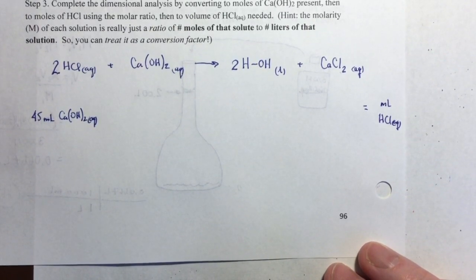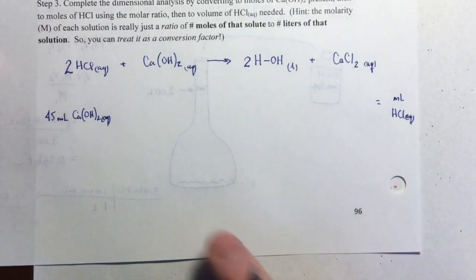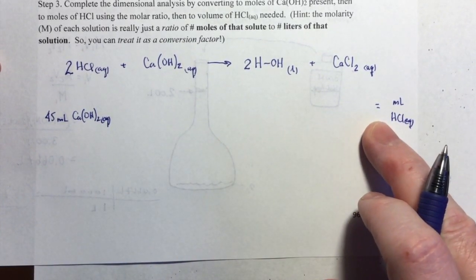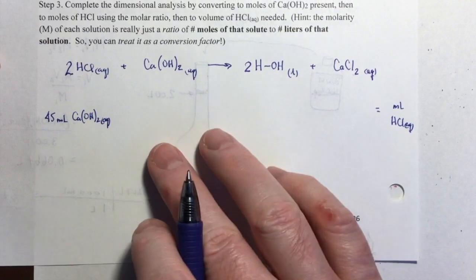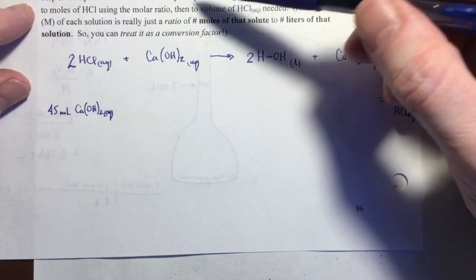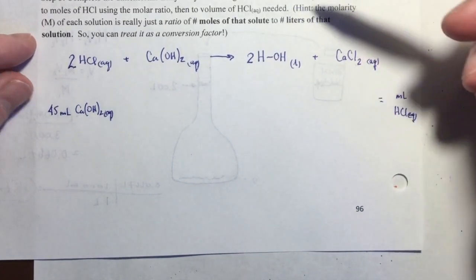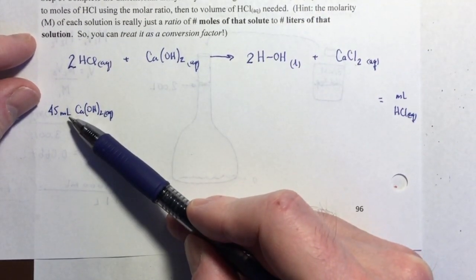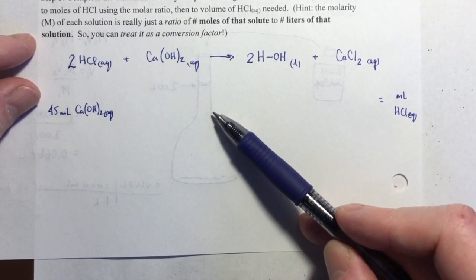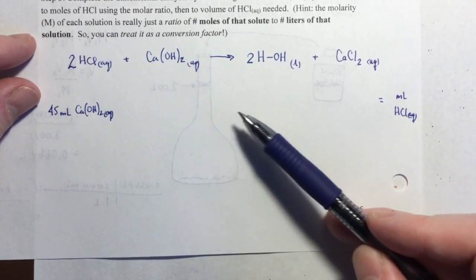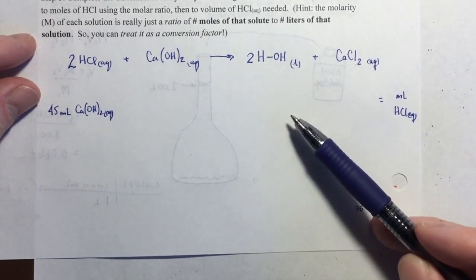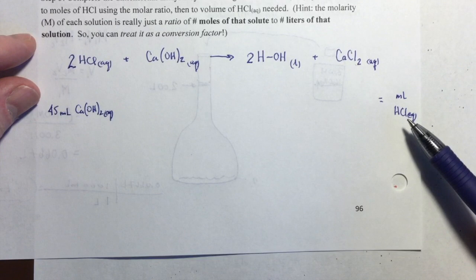So with that in mind, I would like for you to see if you can go ahead and fill in this dimensional analysis setup. Keeping in mind what I'm saying up here in step 3. Complete the dimensional analysis by converting to moles. We're going to convert that milliliters eventually to moles of the base. And then moles of the acid. And then from moles of the acid to milliliters of the acid solution.